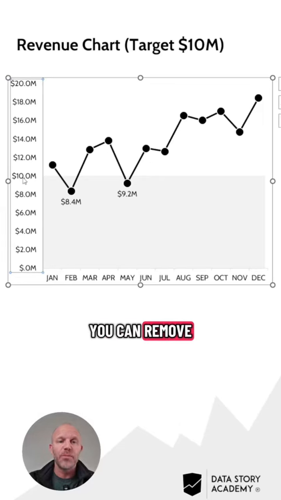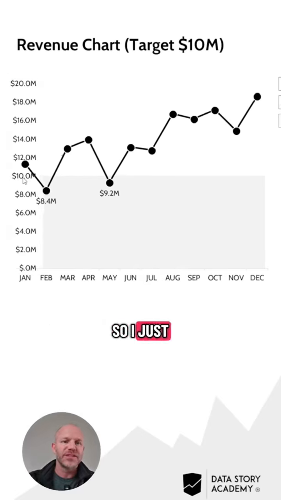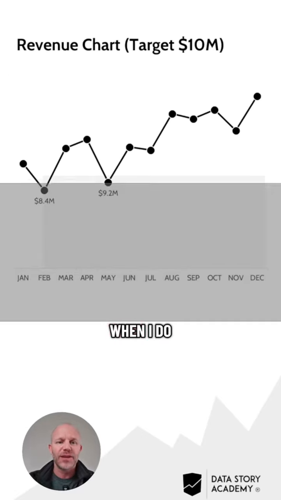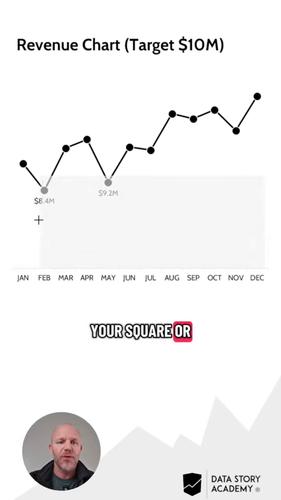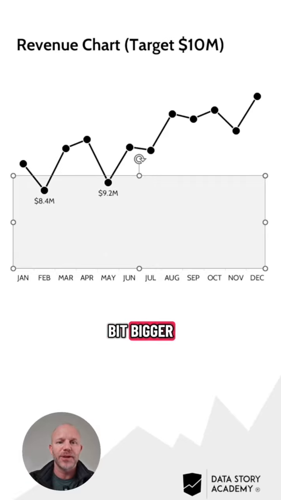And now when I do something like that, the next step I would take is, if you want, you can remove this y-axis and it will help the user's eye or the audience's eye look more at the individual months that are underperforming. So I just delete that axis. When I do that, you want to grab your square or rectangle and make it a little bit bigger, just like that.